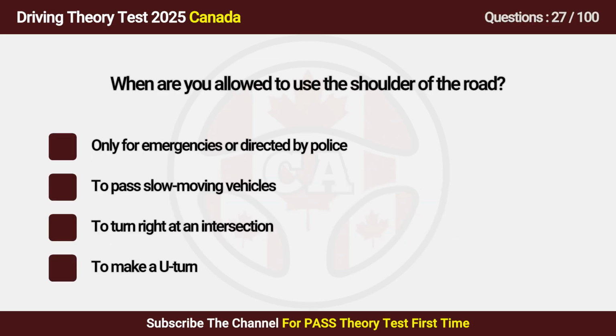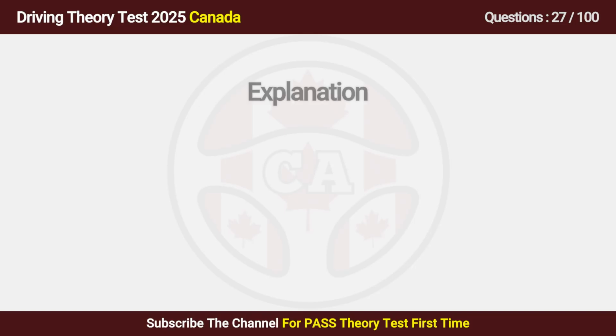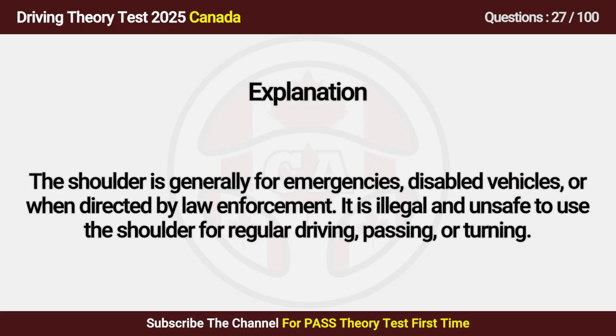Question 27. When are you allowed to use the shoulder of the road? A. Only for emergencies or when directed by police. B. To pass slow-moving vehicles. C. To turn right at an intersection. D. To make a U-turn. Answer is A. Only for emergencies or when directed by police. The shoulder is generally for disabled vehicles, or when directed by law enforcement. It is illegal and unsafe to use the shoulder for regular driving, passing, or turning.